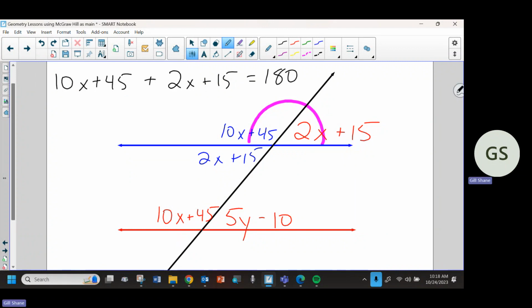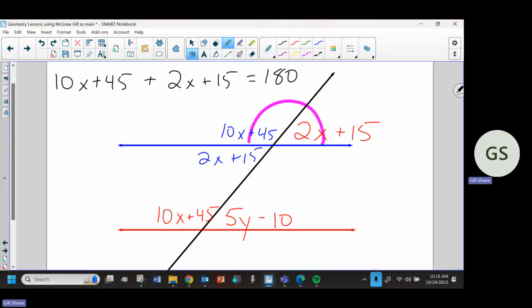But they're just numbers. So we write everything that's in one angle, x plus 45, plus everything that's in the angle next to it. And they have to add up to 180 because they are on that blue line. Now do the math.